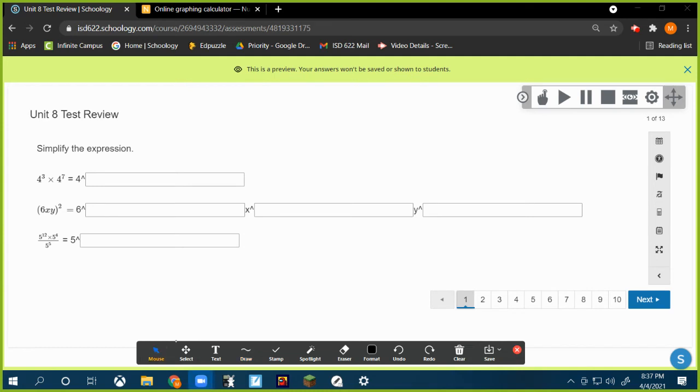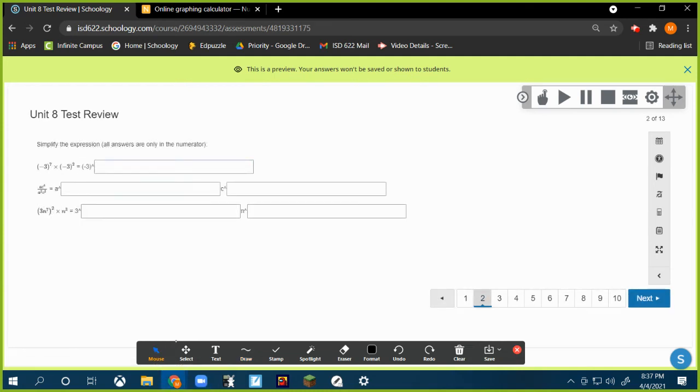Let's try number 2. Number 2, we got a couple things again. We got a product rule. 7 plus 2 is 9. We're adding those up. It's a little hard to see, so I'm going to rewrite it over here. AC to the 4th over A squared, C to the 3rd power, C cubed.